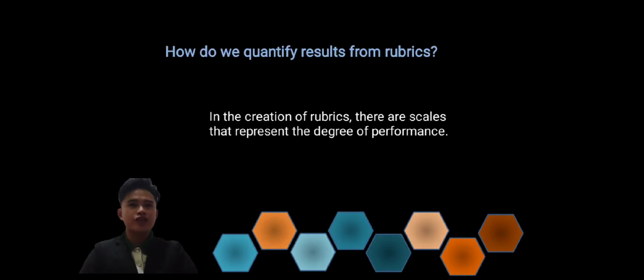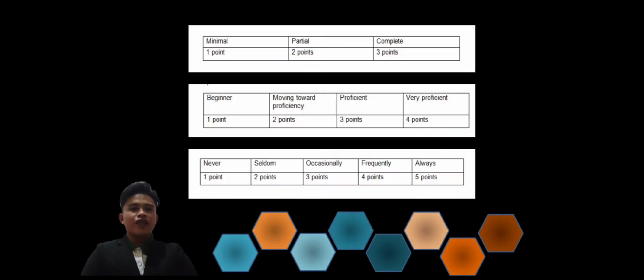Good day everyone. In this video, we are going to talk about quantifying results from rubrics. So how do we actually quantify results from rubrics? In the creation of rubrics, there are scales that represent the degree of performance. So we have here the scale of 1 to 3, 1 to 4, and 1 to 5.